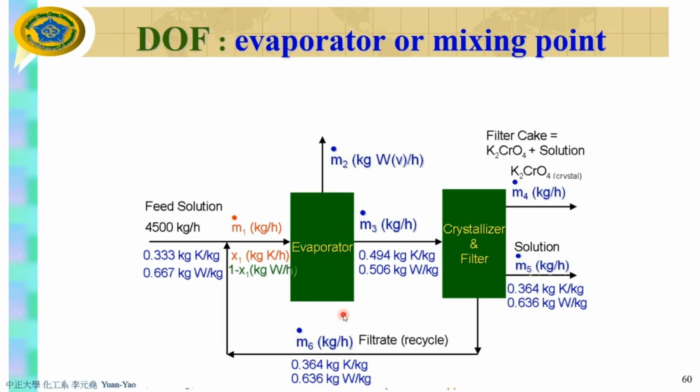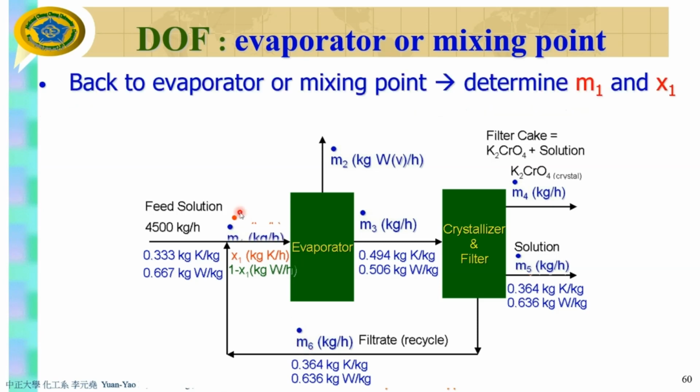Okay, so next, whatever, you just go back to the mixing point, right? Or you can go to the evaporator because that will be the same. That will be the same because this one becomes known. You can determine this number. So you can go to this too. You can determine this too. Okay, and now it's time for you to do the calculation, right? So please do the calculation.